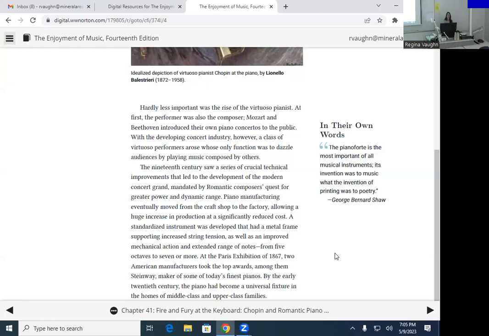And a standardized instrument was developed that had a metal frame, so the strings could be cranked to a higher tension without breaking the wooden interior of the piano. And they also improved the mechanical action, and they made the range of notes bigger. They put more on top and more on bottom. So we went from 5 octaves of available keys to more than 7. At the Parisian exhibition of 1867, 2 American manufacturers took away the top awards. Among them was Steinway, which, if you know anything about pianos, is still the creme de la creme. And they still make some of the world's finest pianos today.